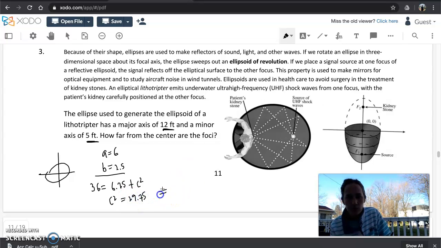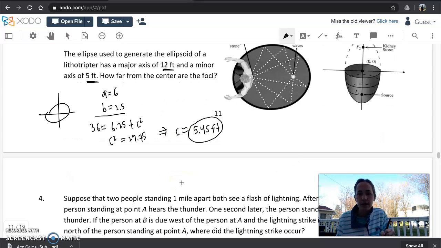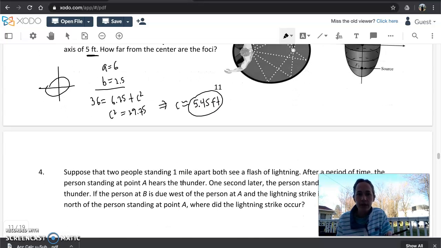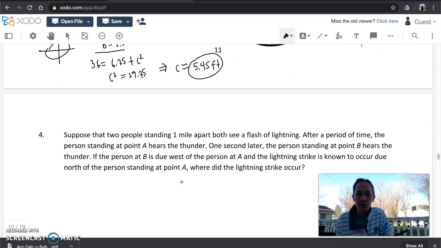And C is going to be roughly the square root of that, so we will round in a lot of these. We'll say 5 point something, how about just 4 or 5? We'll put units on it. It's going to be feet. So just the dimensions of the major and minor axis of that cross section helped us go in and get where the foci should be placed.